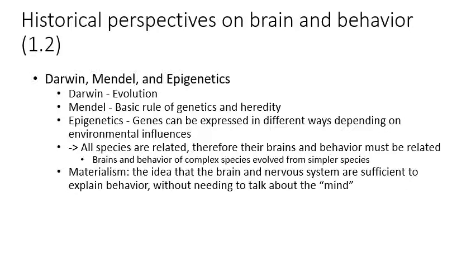All of these ideas also help us understand that all species are related, and therefore their brain and behavior must be related. So the brain and behavior of more complex species evolved from simpler species. A long time ago, humans were a much simpler form of animal, and as we evolved, we kind of left behind simpler forms of life.